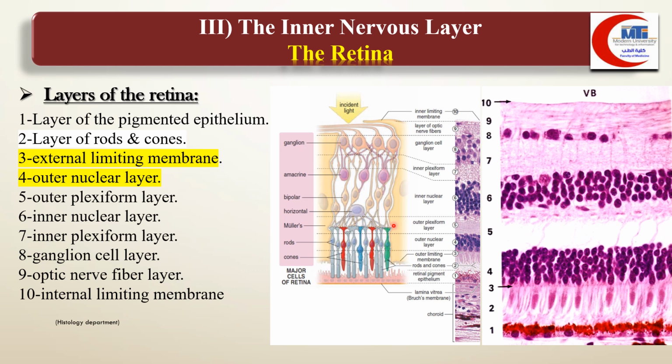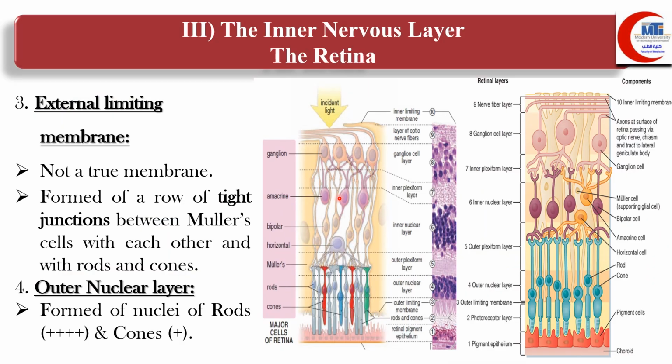The third and the fourth layers of the retina are the external limiting membrane and the outer nuclear layer. The external limiting membrane actually is not a true membrane. It is formed of a row of tight junctions between Müller cells with each other and with rods and cones.